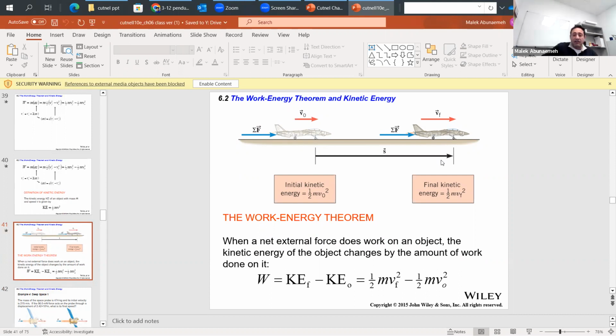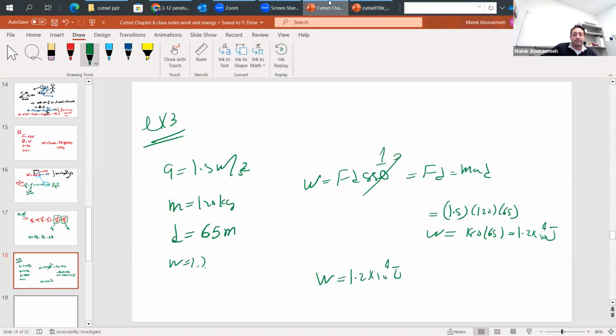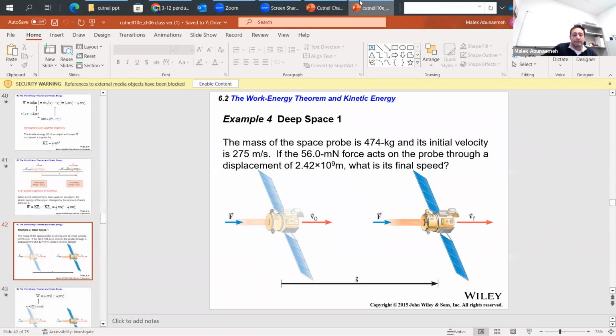So let's say we have a question. The mass of the space probe is 474 kilograms, and the initial velocity is 275. If a force of 5.6 times 10 to the negative 2 newtons acted on the probe through a displacement of 2.42 times 10 to the 9th meters, what is the final speed?